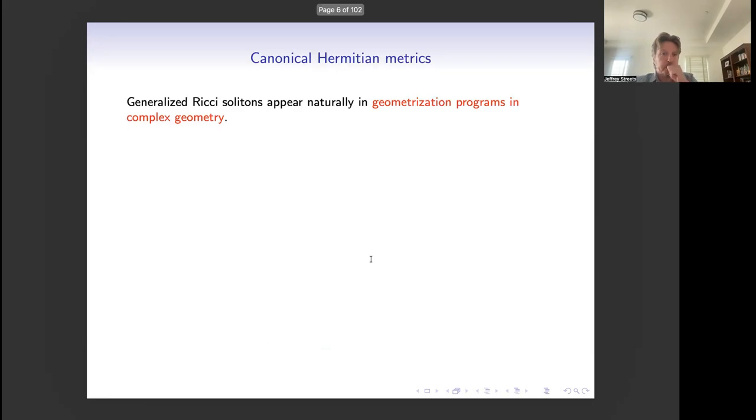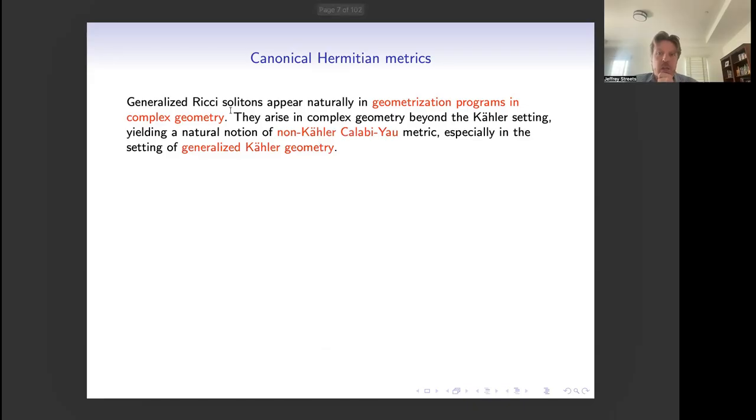Okay, so why do I care about these objects? Generalized Ricci solitons arise very naturally in various geometrization programs in complex geometry. In particular, they show up naturally in complex geometry beyond the Kähler setting, and can be thought of as giving a natural notion of a non-Kähler Calabi.